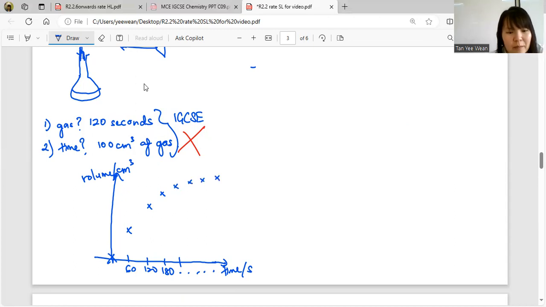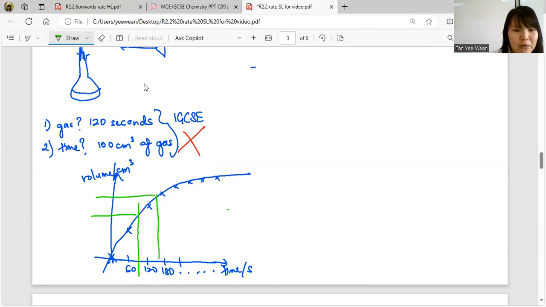Okay, so in IB, you always want a graph. The calculation, you might get the same answer as IG, but the methodology is more detailed. I would be able to find out what my rate of reaction is at time 90. I would be able to find out my rate of reaction somewhere in the middle here. By doing what? By drawing the tangent and calculating the gradient.